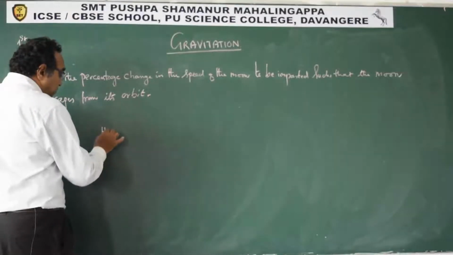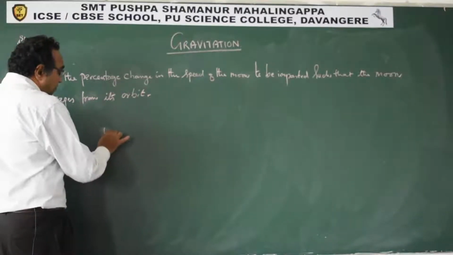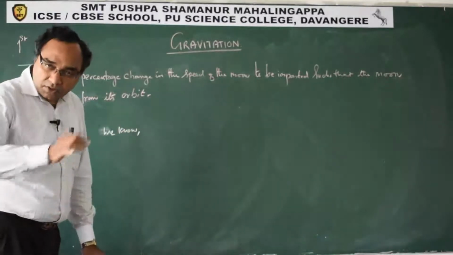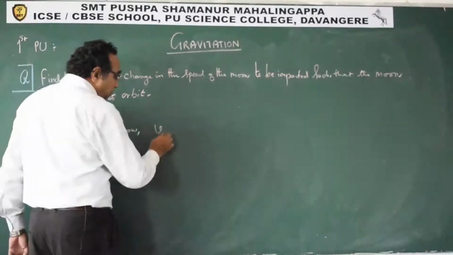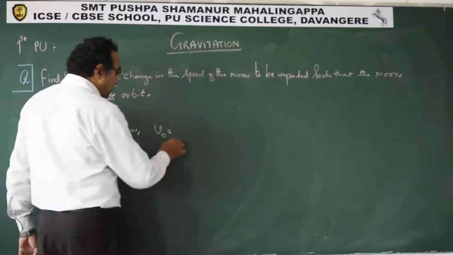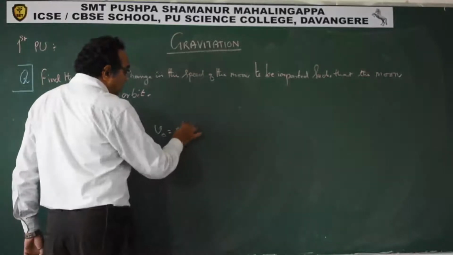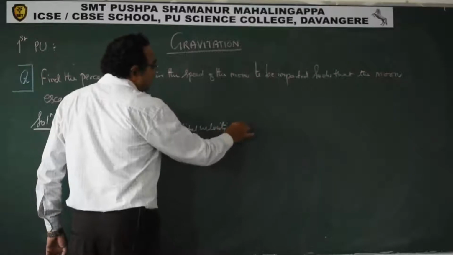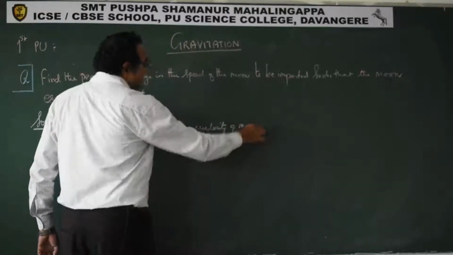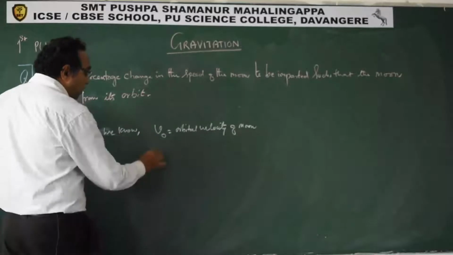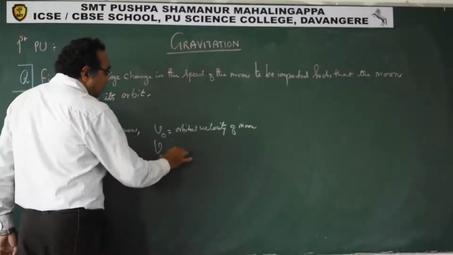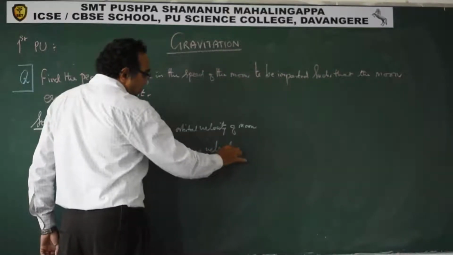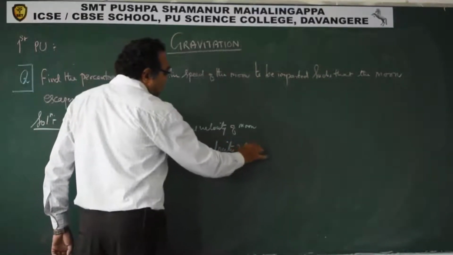Now here we can say, we know that if it is orbiting in its fixed orbit, then this is the orbital velocity of the moon, right? Now what it requires, let us say, this is the escape velocity of the moon.